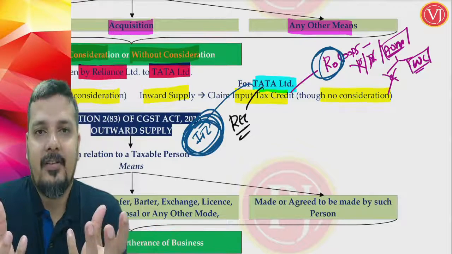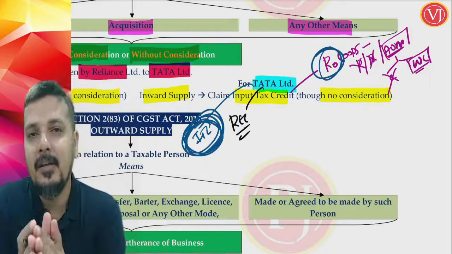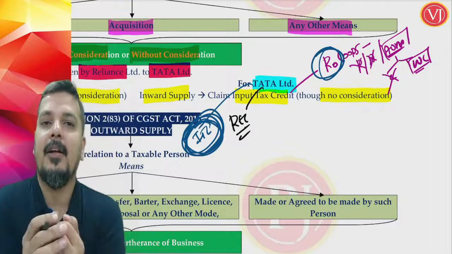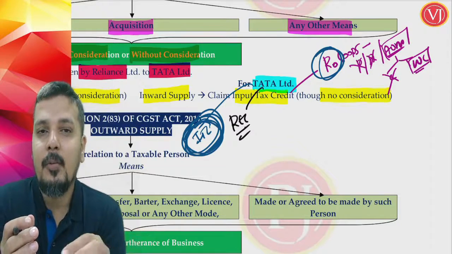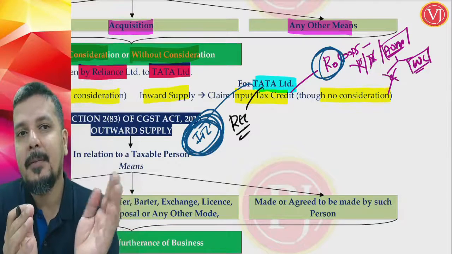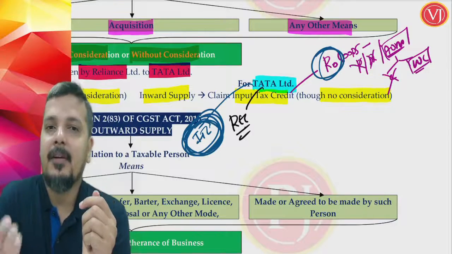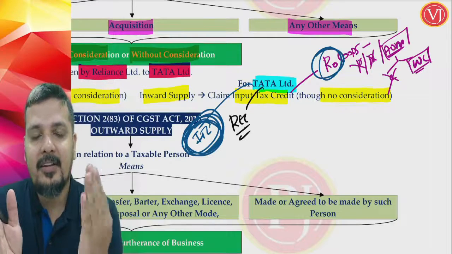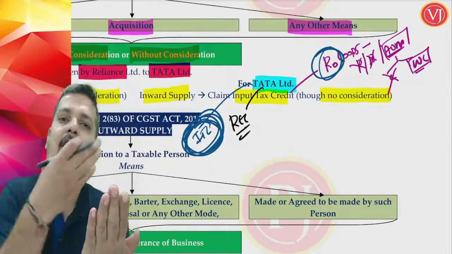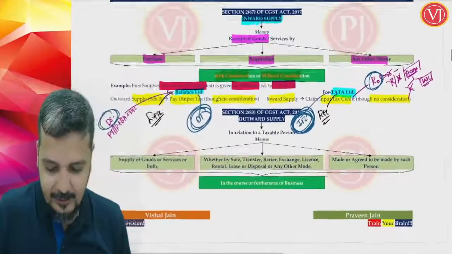The beauty of this transaction is there is no payment of consideration by Tata Limited to Reliance Limited, but still Reliance Limited is paying output tax, giving a tax invoice, and Tata Limited can enjoy input tax credit. So from the angle of Reliance Limited, we were focusing on deemed supply and payment of output tax. For Tata Limited, it is all about receipt and taking input tax credit. So this transaction will involve a tax invoice because it is deemed supply. Reliance Limited will pay output tax and Tata Limited will take input tax credit. So that is the definition of inward supply.